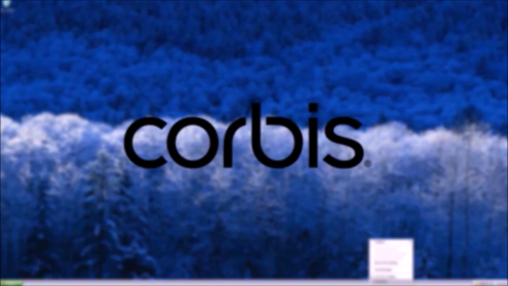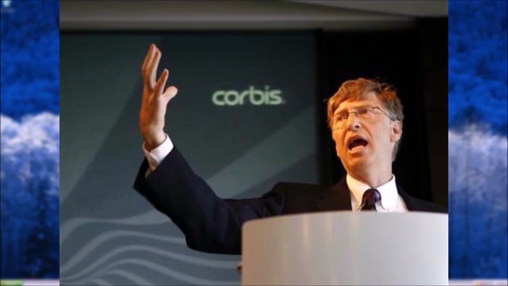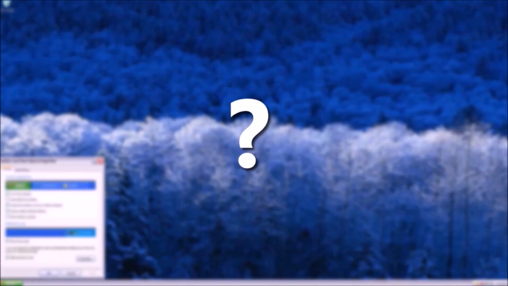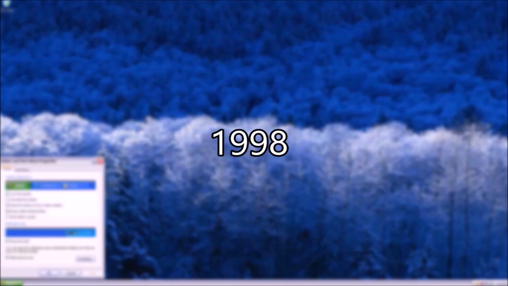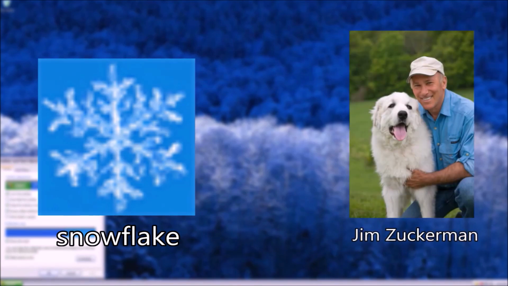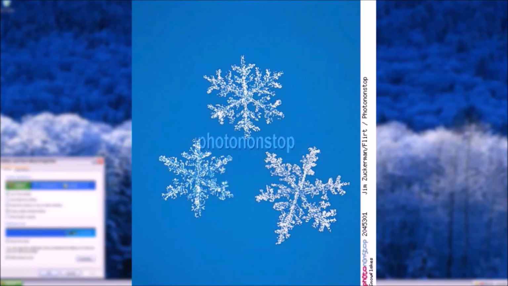Anyway, the first image, which is known as Winter, is a sample picture that was created by digital stock photographer Mark Karras. The photo itself, like most others in XP, got bought out by Corbis, another company that Bill Gates founded. The forest itself, where the photo was captured, is not known, but we do know when it was taken, which was in 1998. The infamous snowflake profile picture in Windows XP was made by Jim Zuckerman, with the original unedited version having 3 snowflakes.